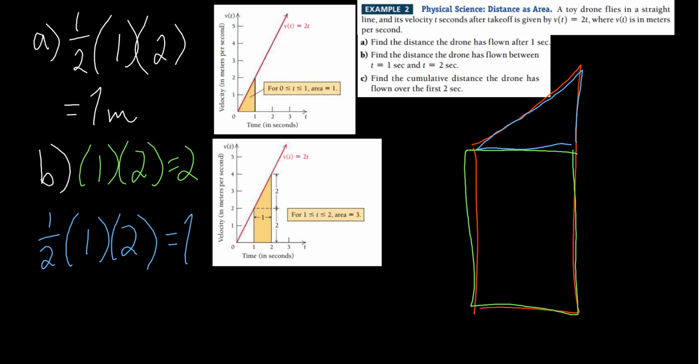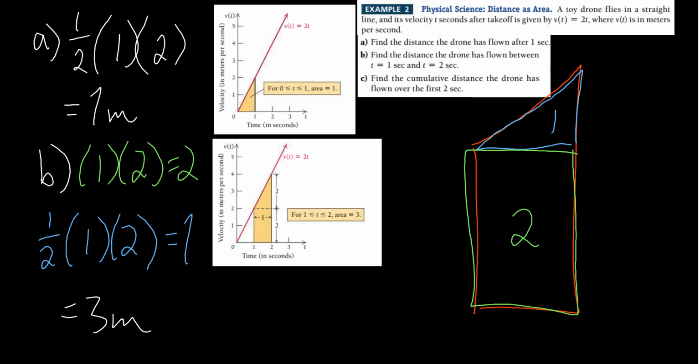Okay. Well, the area of the rectangle is in the green. The area of the triangle is in blue. Like I said, we're just going to add those up. Let's put that the area is 2, and the area is 1. And then obviously when we add that up, we are equal to 3 meters. Okay, so from 1 second to 2 seconds, our drone has flown 3 meters.